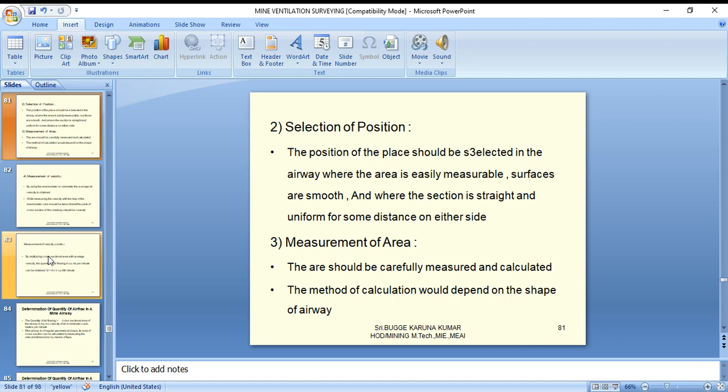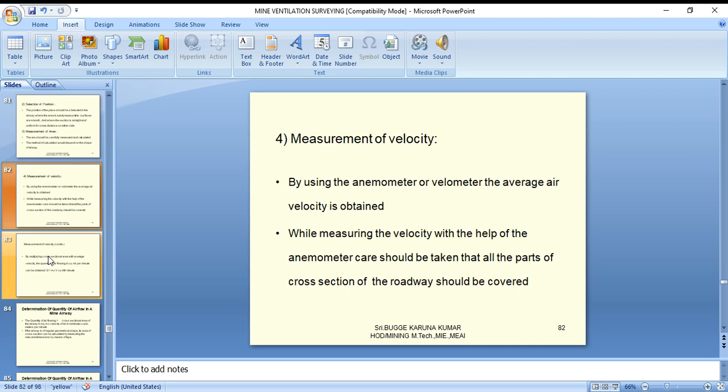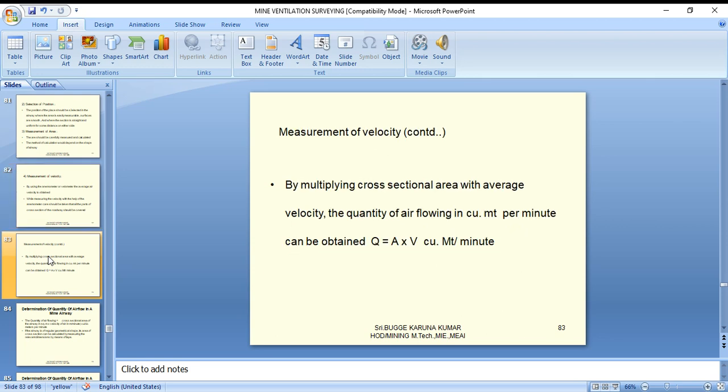Measurement of area should be carefully measured and calculated. The method of calculation depends on the shape of the airway. By using the anemometer or velometer, the average velocity is obtained. While measuring the velocity with the help of the anemometer, care should be taken that all parts of the cross section of the roadway are covered. By multiplying the cross-section area with the average velocity, the quantity of airflow in cubic meters per minute can be obtained. Q is equal to A into V.